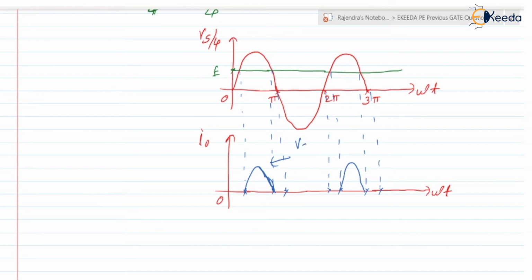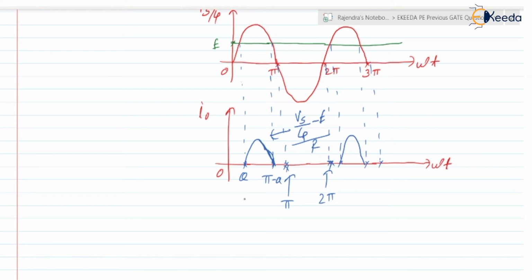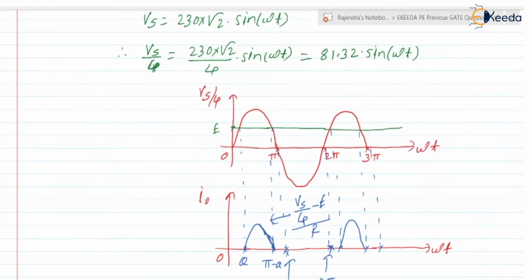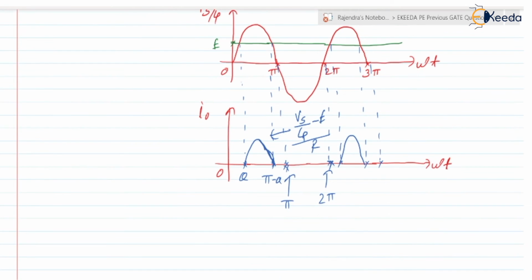This is equal to Vs by 4 minus E by R. Okay, but we need to find this theta. This is pi minus theta, and pi is 2 pi, right? Next, if you check theta, we can find theta is equal to what? At omega t equal to theta, we can write Vs by 4 equals E.